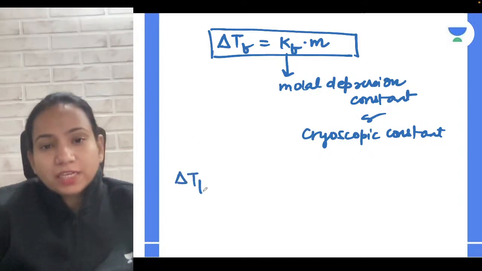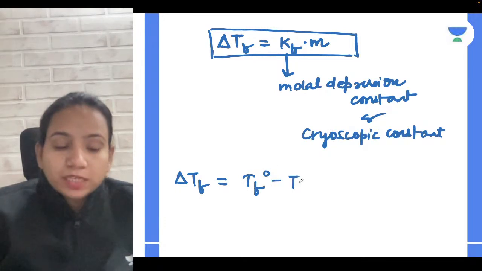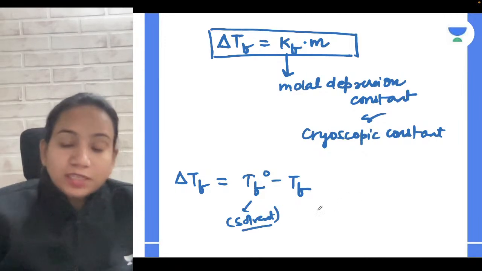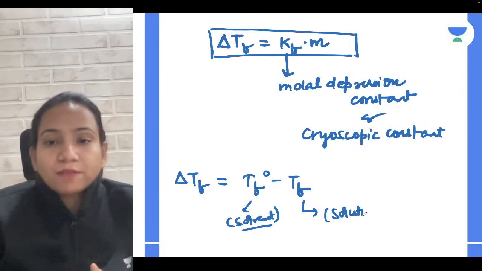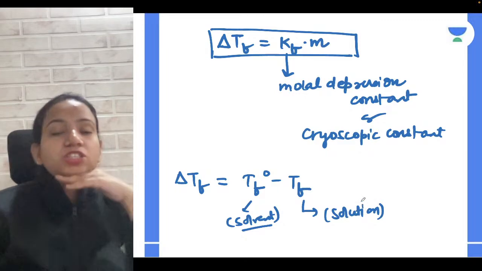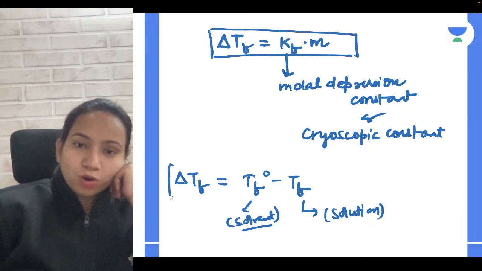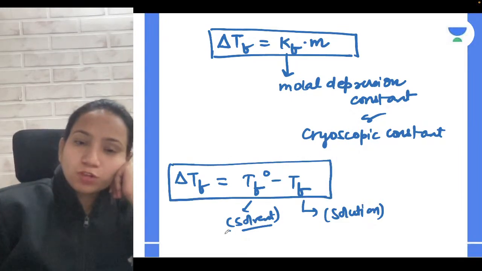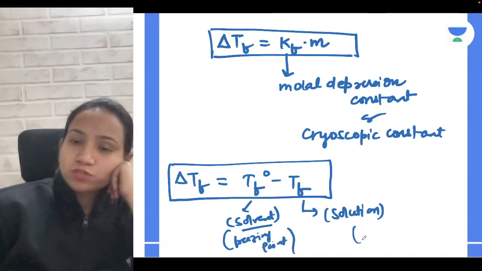Delta Tf is initial minus final, no? So delta Tf is Tf naught minus Tf. Tf naught is for the pure solvent, and Tf is the freezing point after adding solute. You are not having only solute or solvent, you are having a solution. So the solvent freezing point minus the solution freezing point gives the change in freezing point. Tf naught is the freezing point of solvent, and Tf is the solution freezing point.